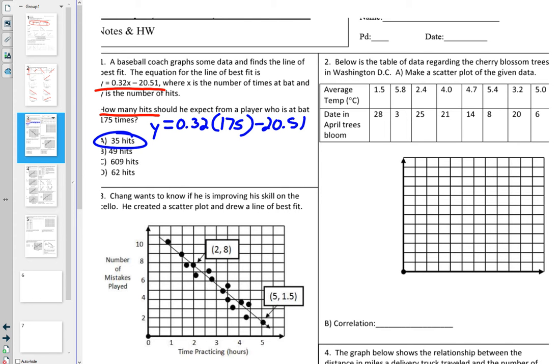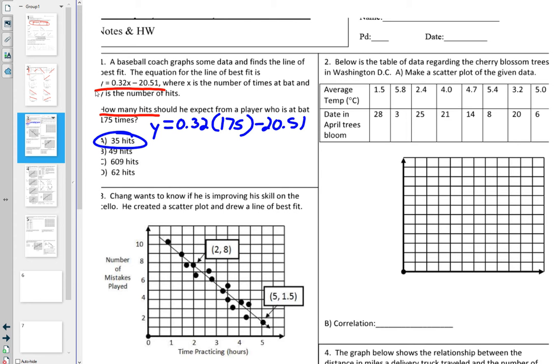Number 2, below is a table of data regarding the cherry blossom trees in Washington, D.C. Make a scatter plot of the given data. And then they want you to give the correlation, but we're not going to calculate the correlation. We can at least talk about how strong it is. So one of the axes would be average temperature, and the other one would be the date in April that trees bloom.